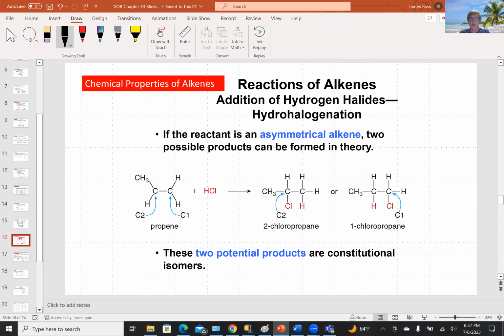When you do that, you can have a variety of products. So here are 2 potential products, and they are constitutional isomers of each other. So let's say we're doing a hydrohalogenation. So we're adding HCl, so that could be a hydrohalogenation. And we've got to decide, okay, does the Cl go on the left and the hydrogen on the right, or does the Cl go on the right and the hydrogen go on the left? Because it matters.